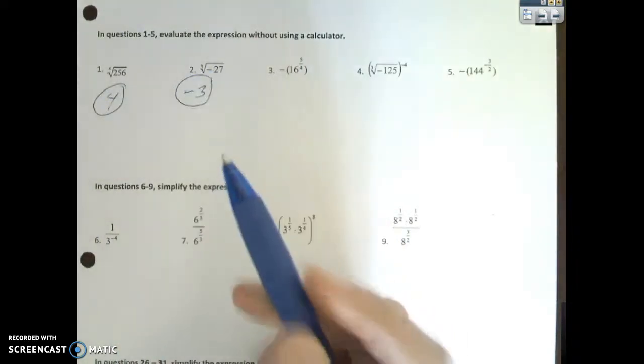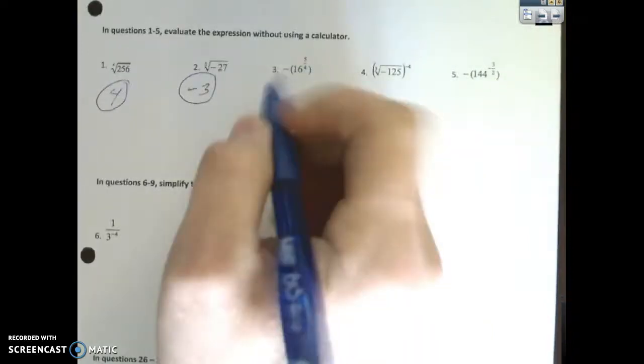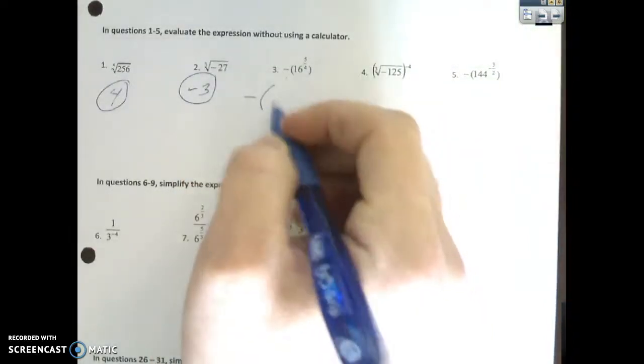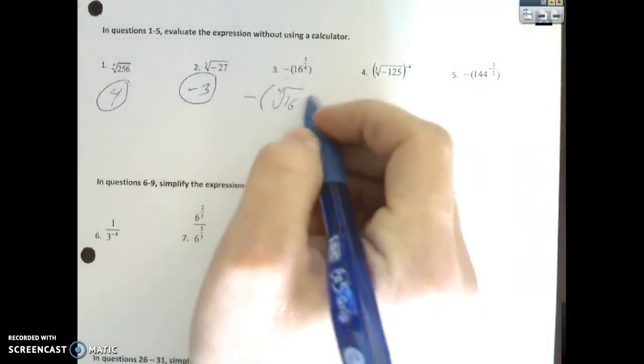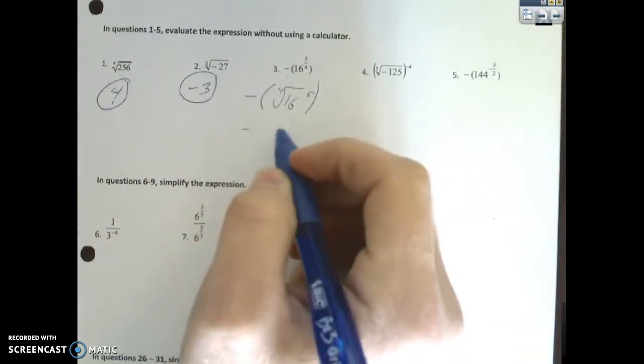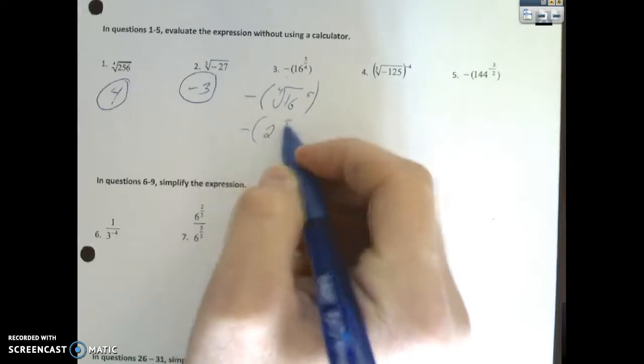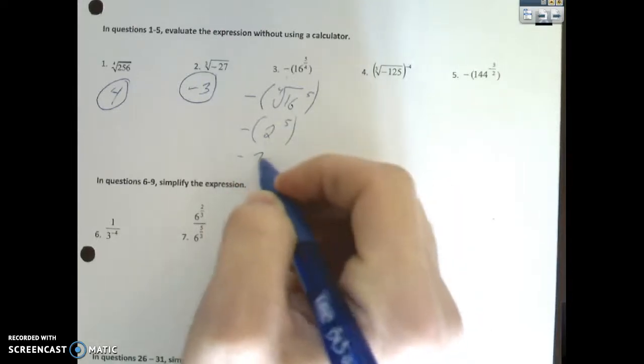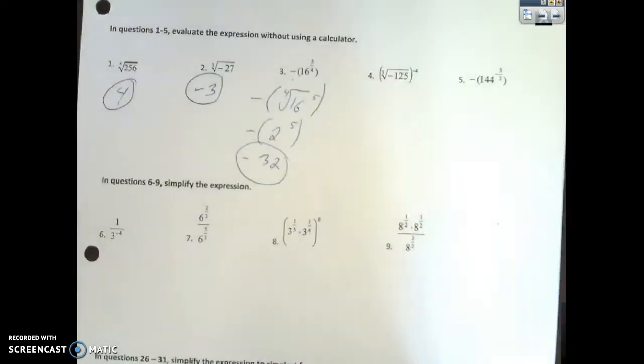Keep that in mind. Okay, I'm rewriting this. The negative chills out front, and I'm rewriting this as the 4th root of 16 raised to the 5th power. The 4th root of 16 gives me 2. 2 to the 5th power is 32, and that negative comes back at the end, negative 32. Okay, step by step.